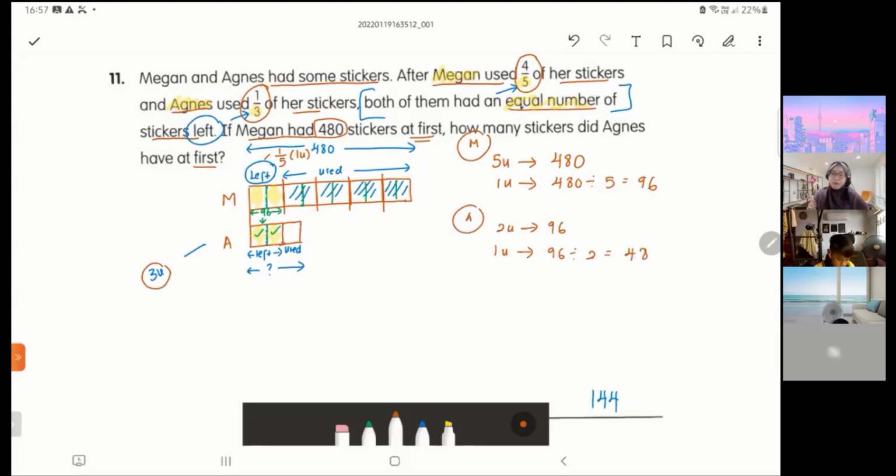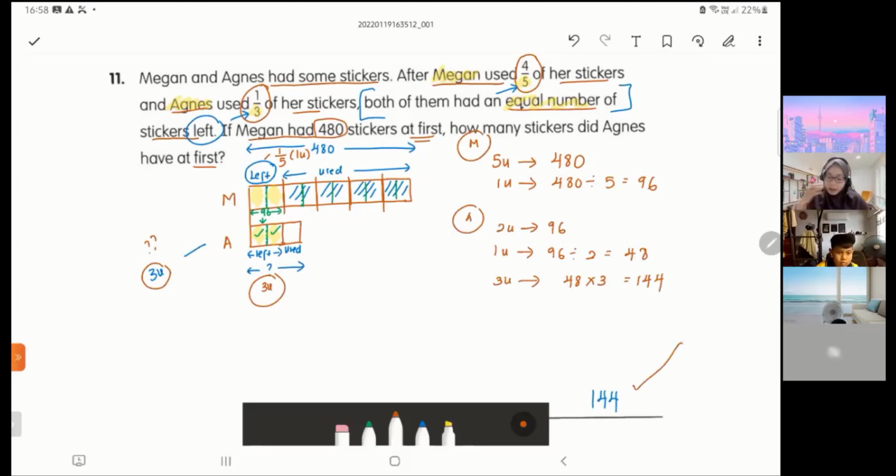Am I happy with that? No. How many stickers did Agnes have at first? Agnes has 1, 2, 3 units. I want to find 3 units, like I said just now. So 3 units is 48 times 3 equals 144. So my answer is correct, just like I said just now.